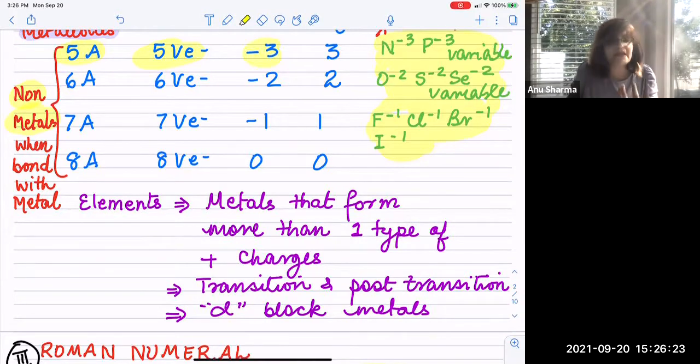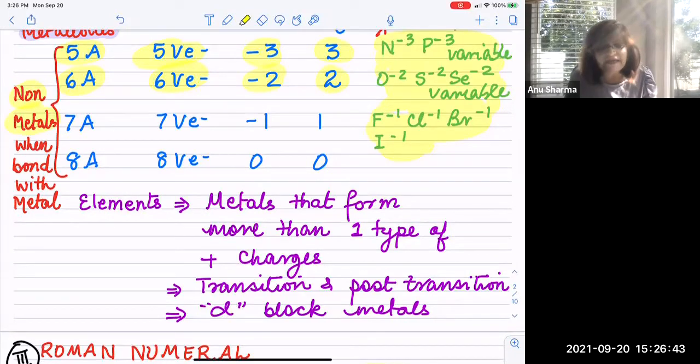So when you gain electrons, you get a negative charge. And since 3 electrons are gained, it is a minus 3 charge, and 3 bonds are formed. 6A, 6 valence electrons, negative 2 charge, only 2 bonds are formed because 6 plus 2 is 8.